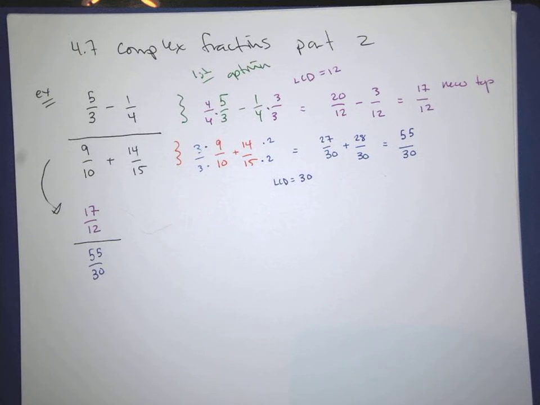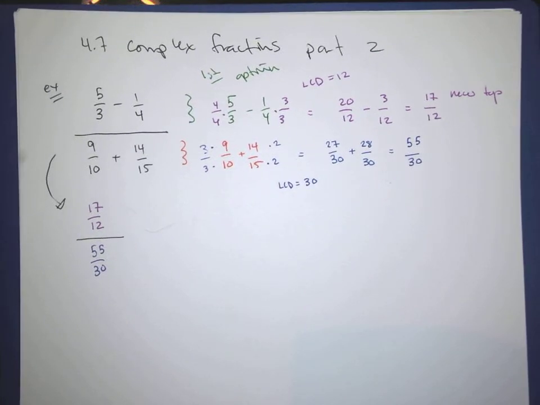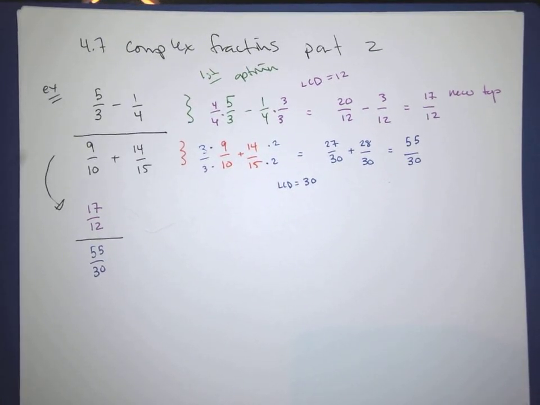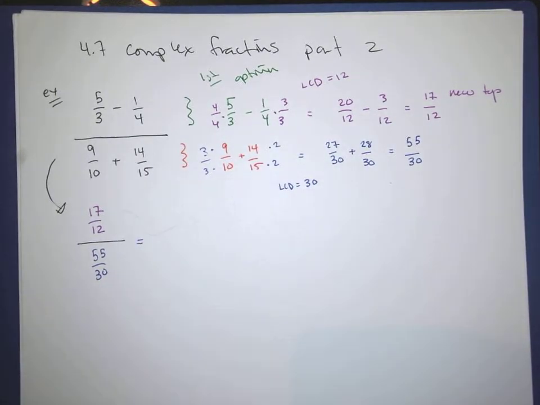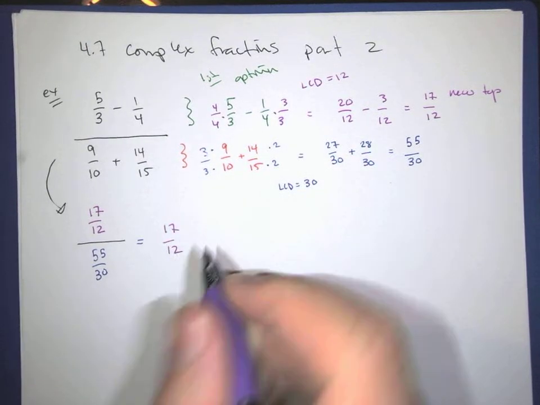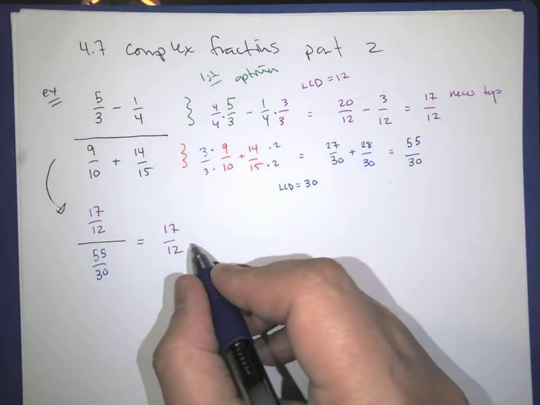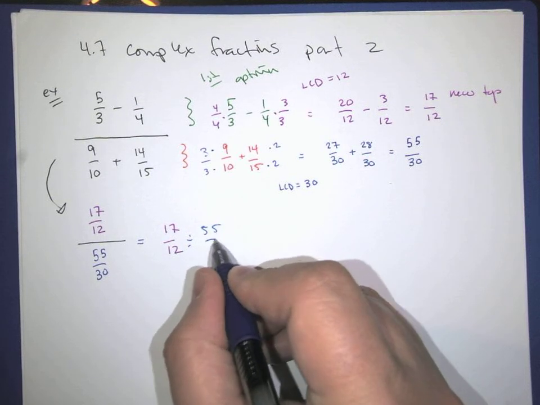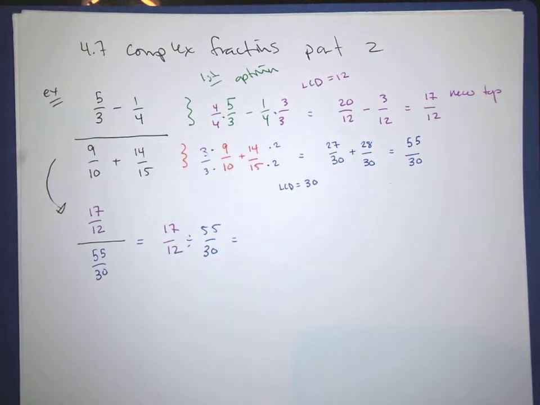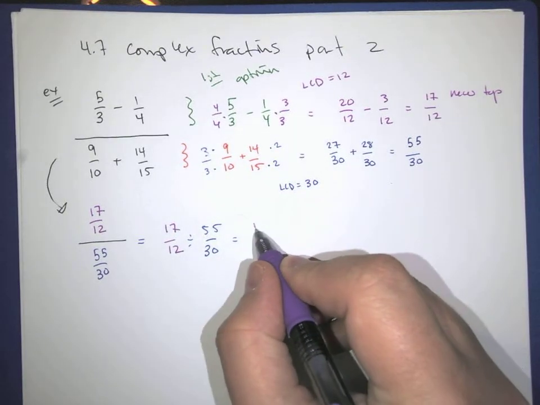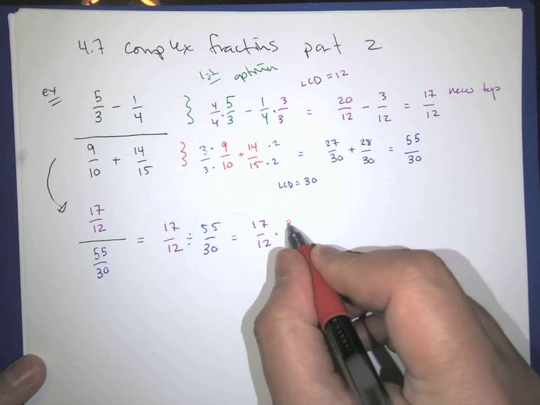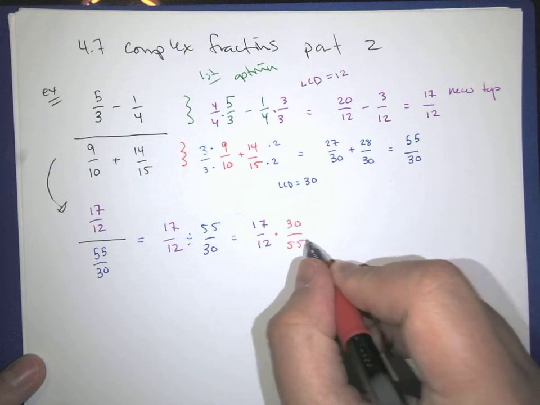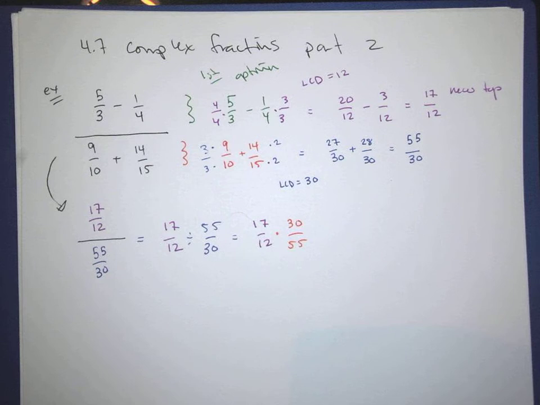It is what it is. I don't think we're going to have tons of values in common here, but that's okay. We're not necessarily trying to cancel all the way down to a whole number. Once we have it set up this way, we're on to the same things we were doing before. So this is 17 over 12 divided by 55 over 30. Flip and multiply: 17 over 12 times 30 over 55.